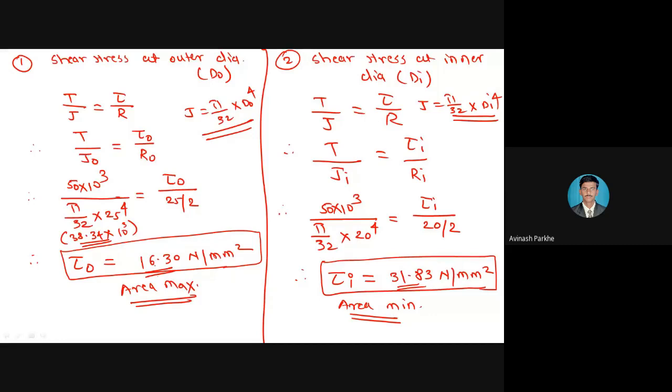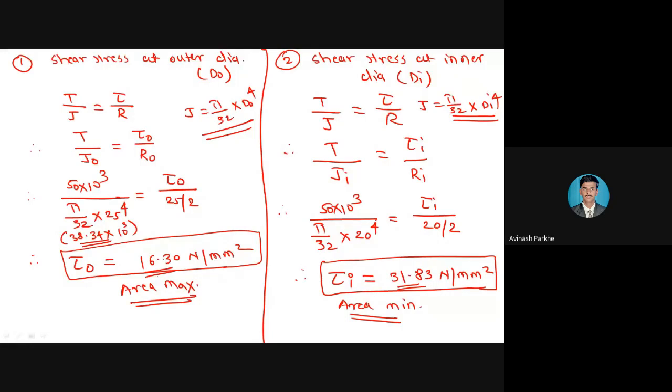Where your area is maximum, what will your stress be? Always minimum. Therefore, that condition is also satisfied here. That is, stress is maximum when area is minimum, stress is minimum when area is maximum. Therefore, please keep in mind the shear stress is always minimum at the outer radius and it is maximum at the inner radius.